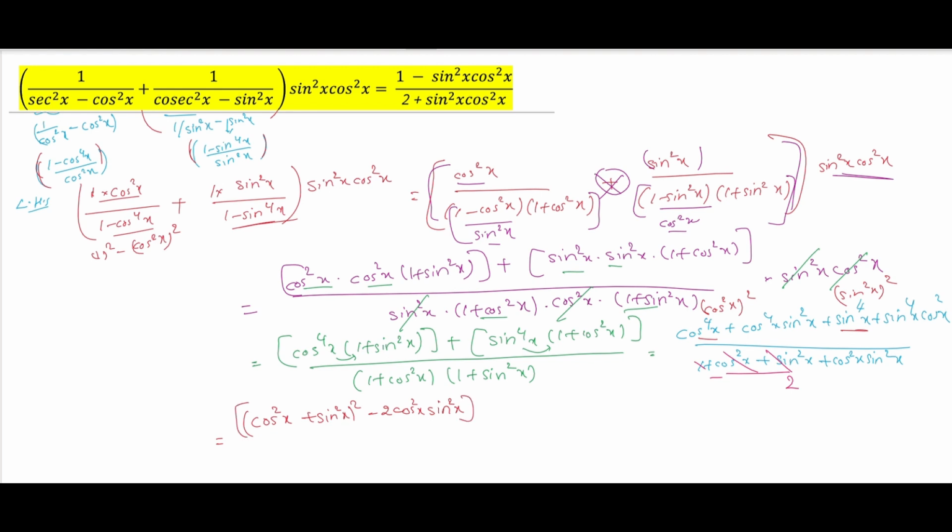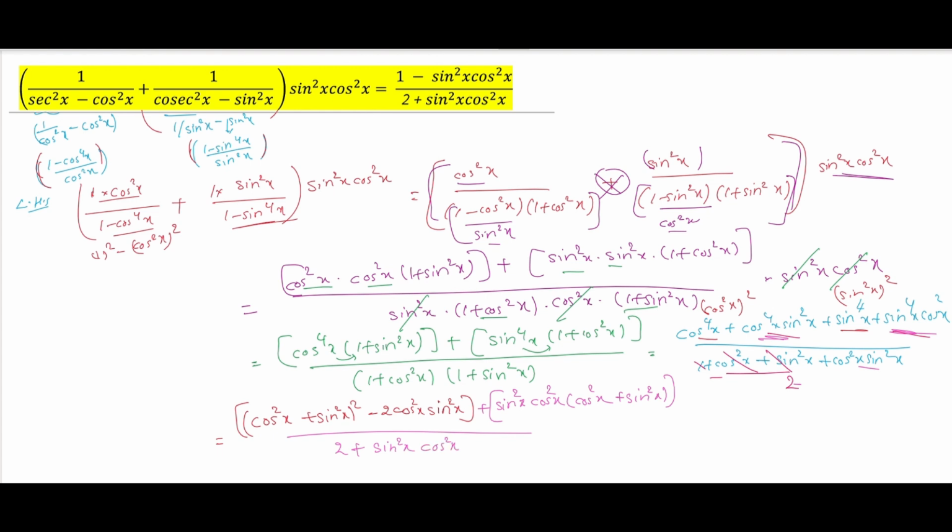And then we have two more terms here. One is like cos power 4x sin square and sin power 4x cos square. From these two, we can take sin square x cos square common. So, sin square x cos square x out. So, here we will have cos square x remaining. And from here, we will have sin square x remaining. So, this is the next thing. And the denominator is 2 plus sin square x cos square x.